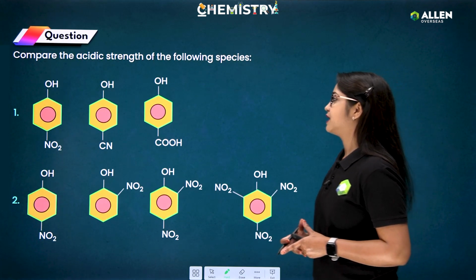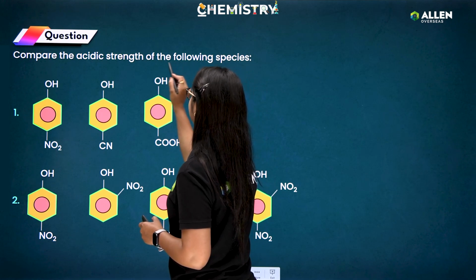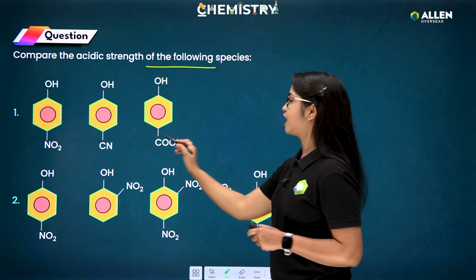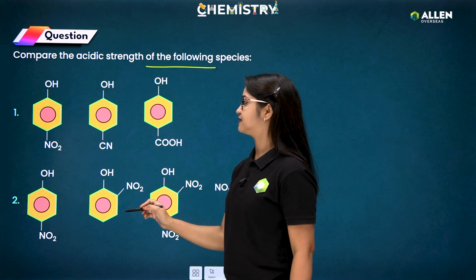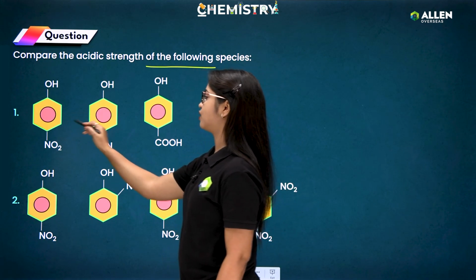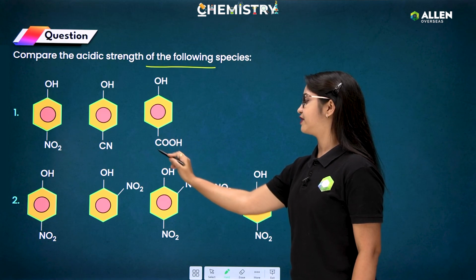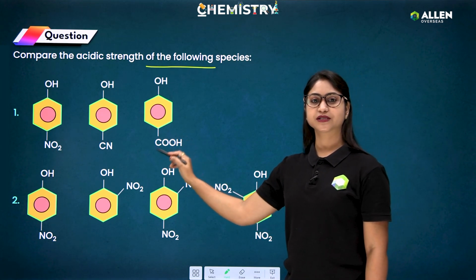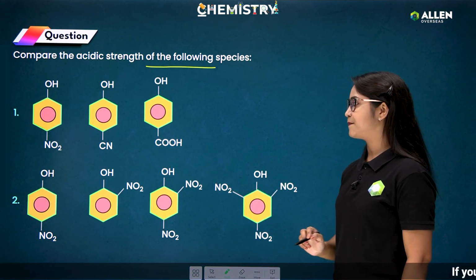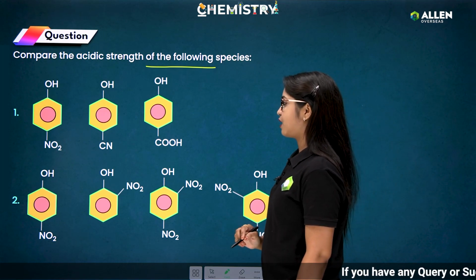So this is the question. Compare the acidic strength of the following species. Here you can see you have these organic acids. These two are phenol derivatives, and this one is also having OH, but it is having a carboxylic group. So the carboxylic group is the principal functional group here, right? So how to compare it?